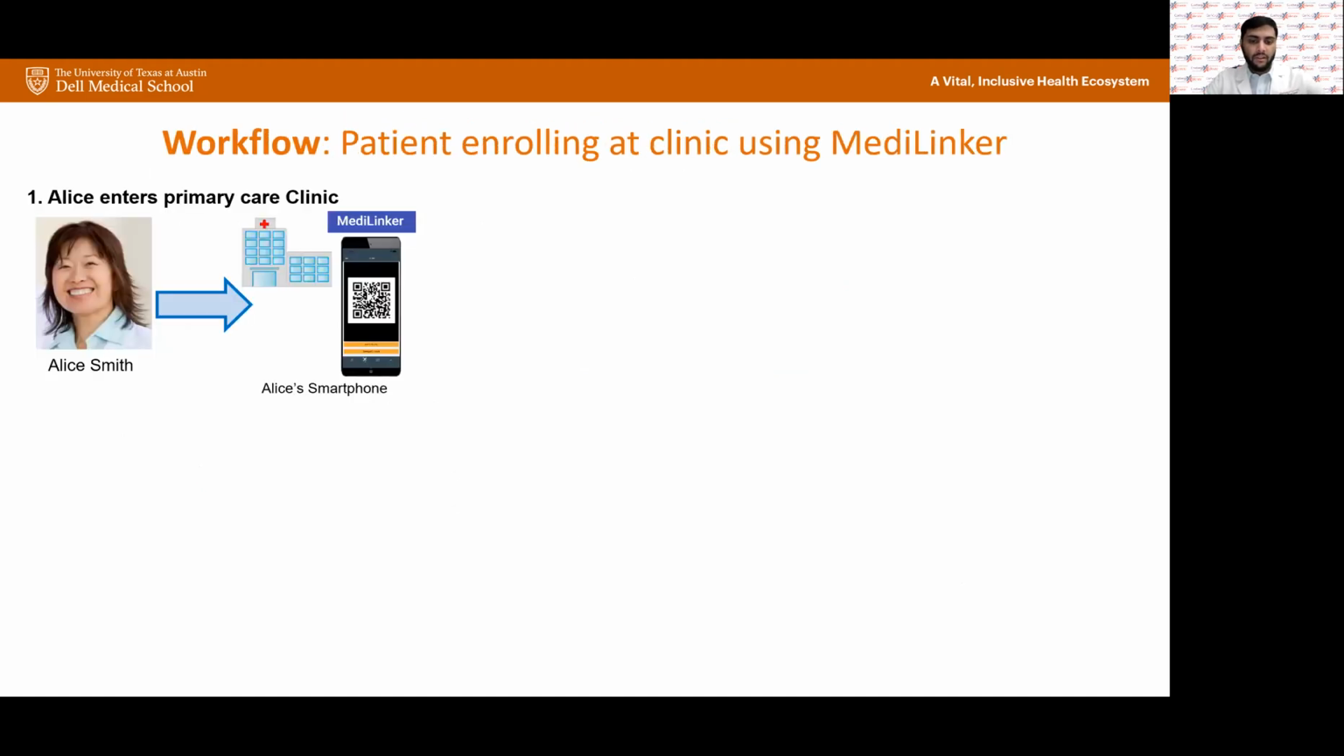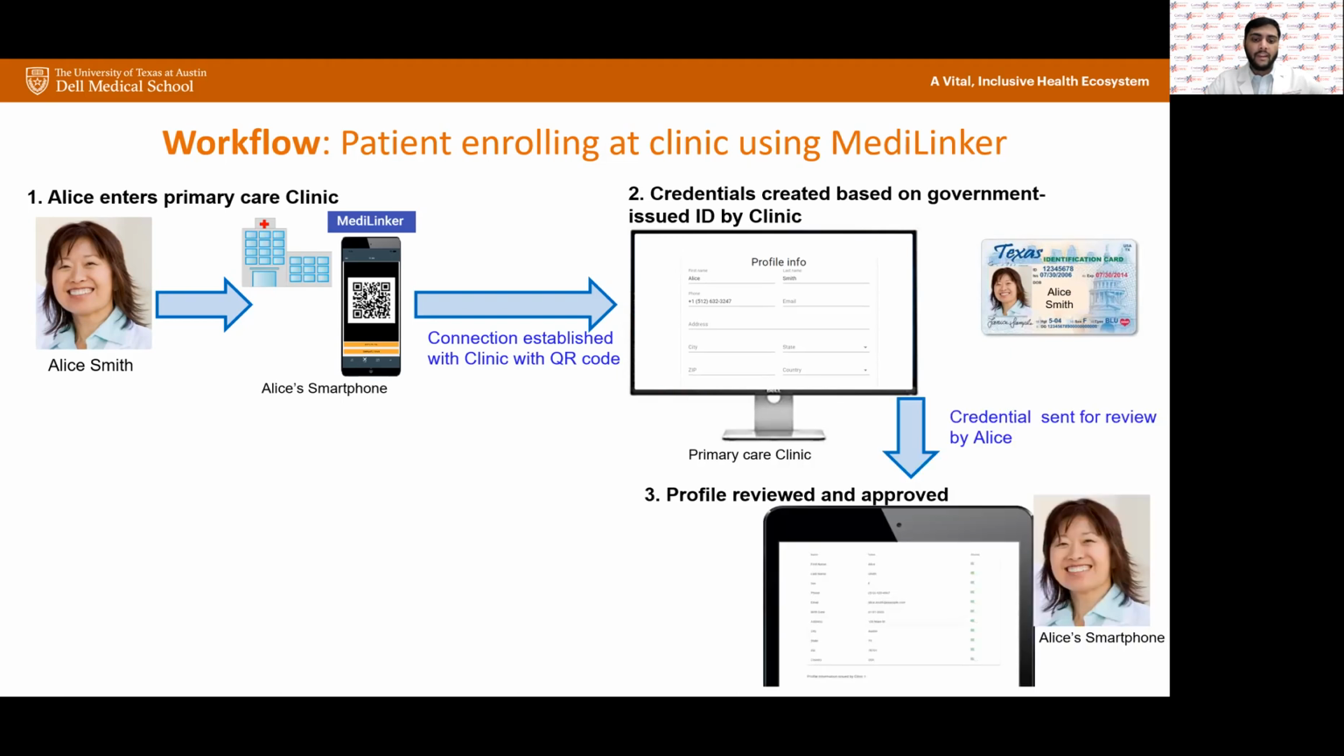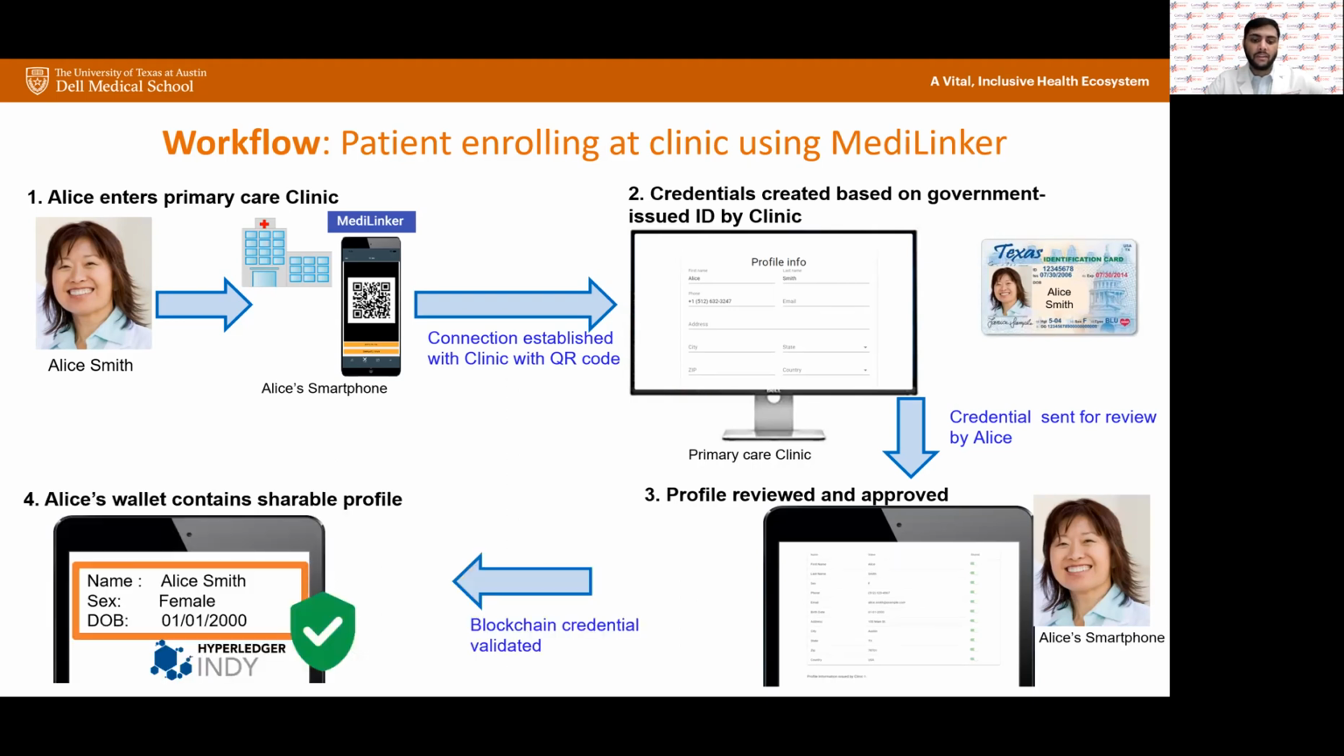Here we review the workflow of patient enrollment using MediLinker. In this example, our patient Alice goes to her primary care provider and uses her smartphone with the MediLinker app to make a connection with the clinic with the help of an easy-to-use QR code. She can then create her electronic ID by validating it, for example, against a government-issued ID at that clinic. Once the identity or credential has been verified at the clinic and is issued on the blockchain network, this information can then be used at other participating clinics without the need for Alice to carry all of her documentation with her.